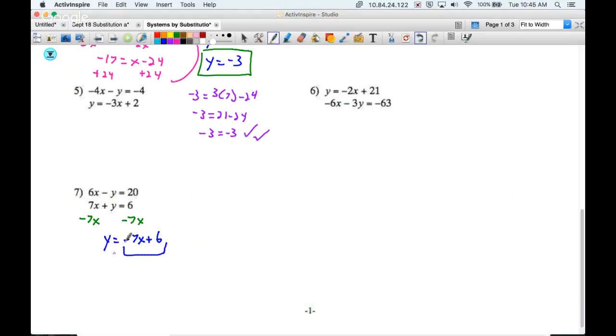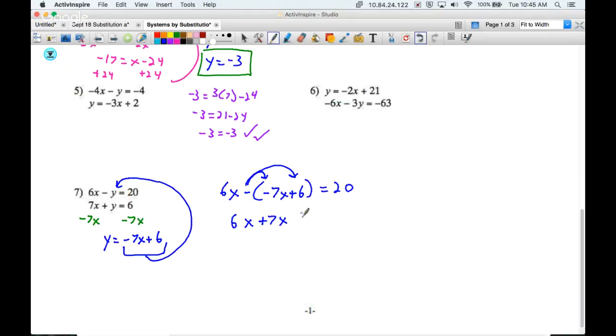Now that I've got something that's equal to y, I can replace the y in the first equation with that expression to get 6x minus the quantity, negative 7x plus 6, equals 20. Parentheses are very helpful here to avoid making a mistake with the negatives, because now I can clearly see that I need to distribute this negative before I go any further. This becomes 6x plus 7x minus 6 equals 20. 13x minus 6 equals 20.